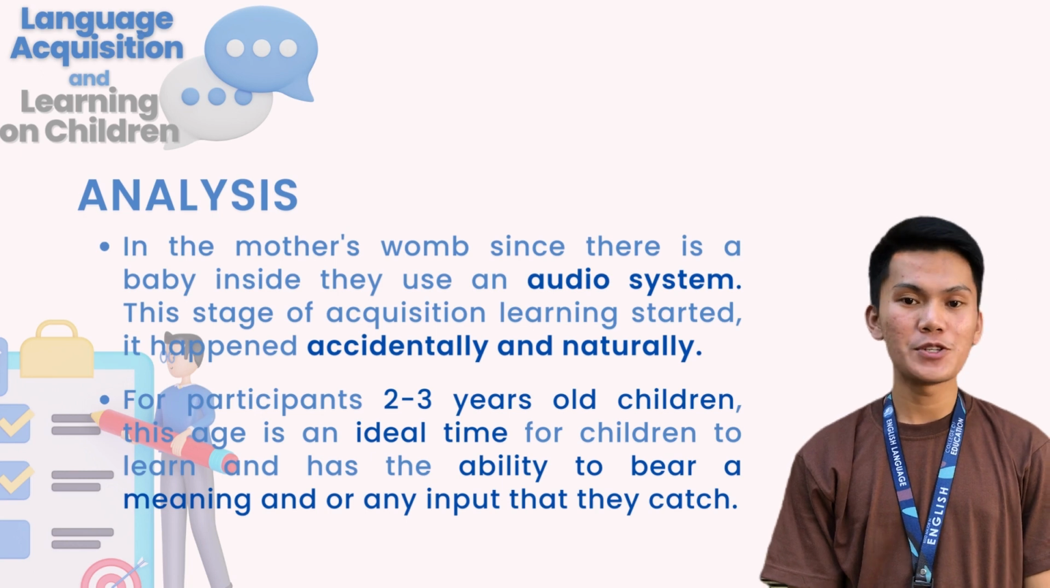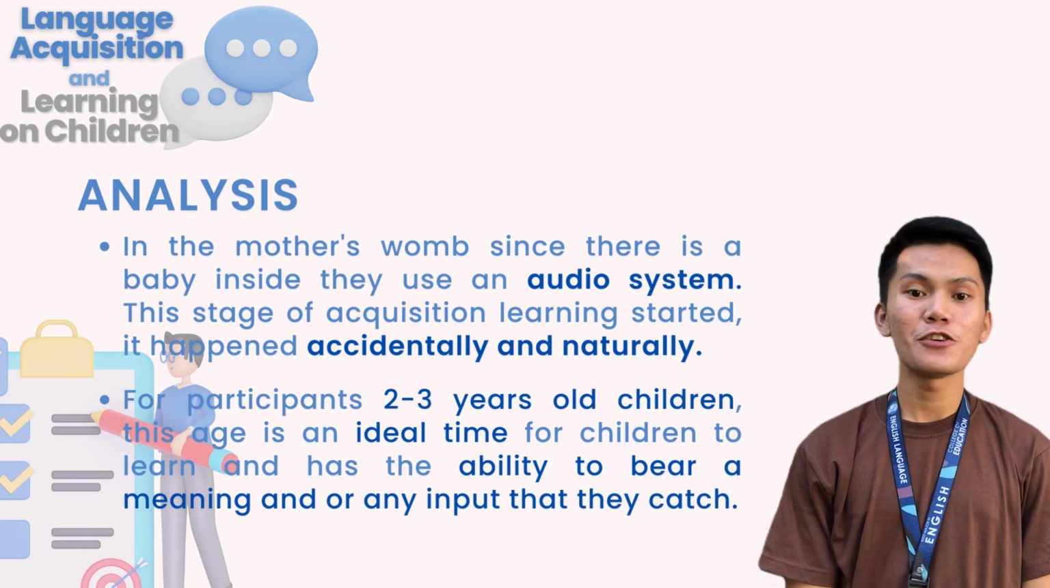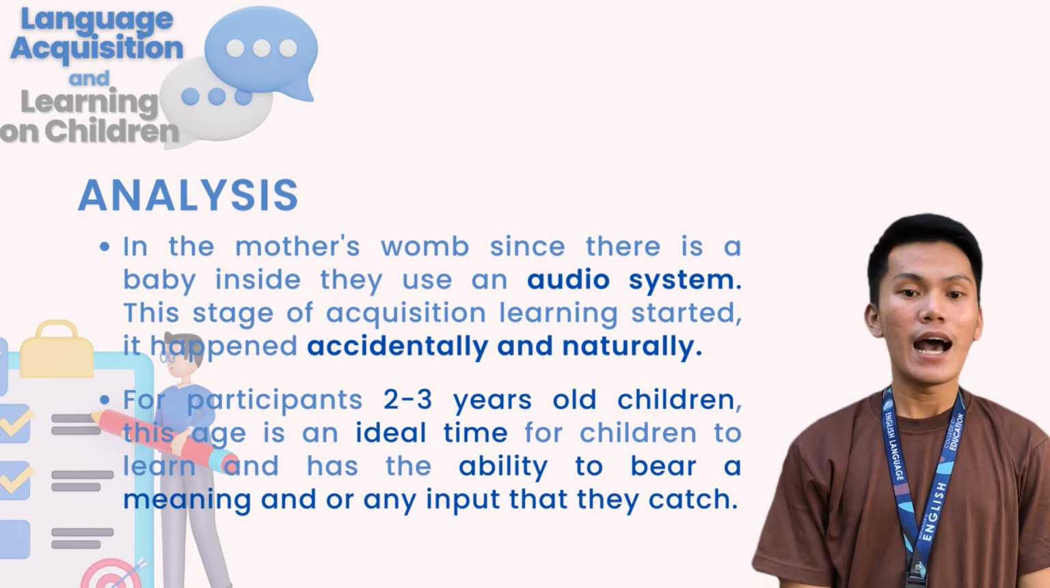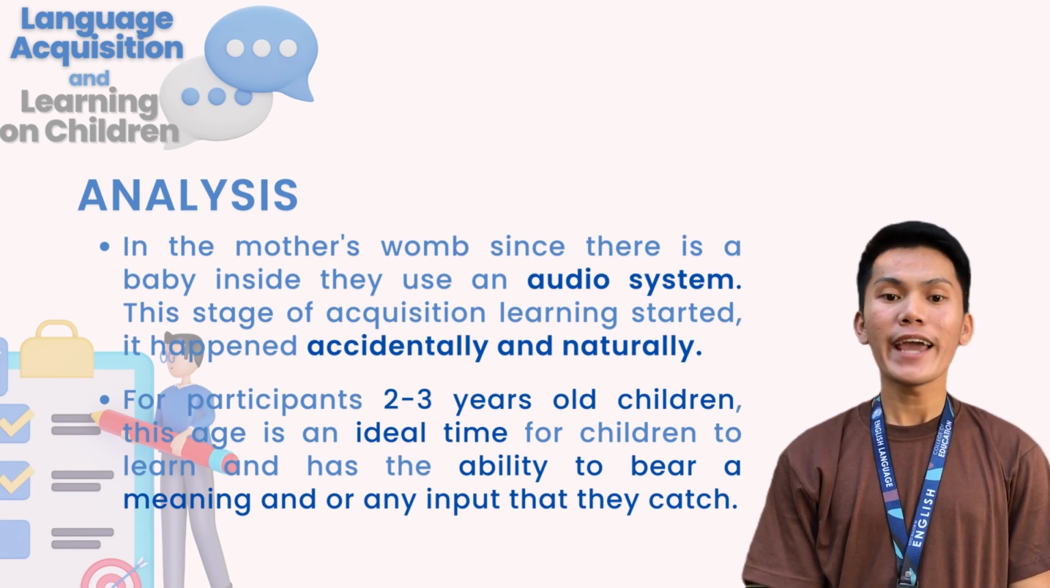The participant, a 2 to 3 year old child, was instructed and sometimes switched into the first language, which is dominant, as a guidance of instruction. As a result, the ideal time for their learning is 2 to 3 years old, which has the ability to bear meaning and any input that they catch.